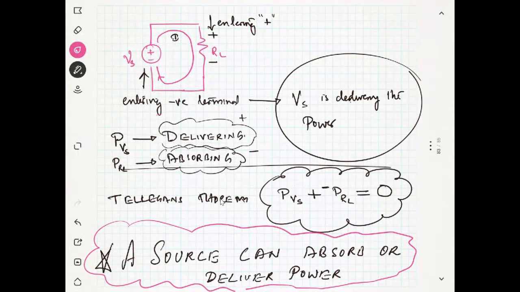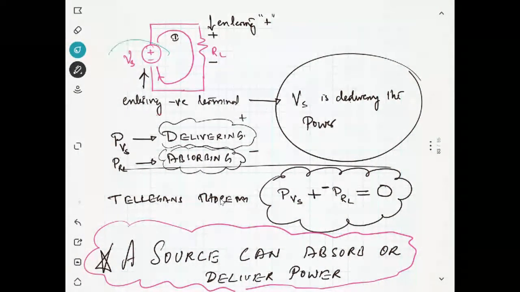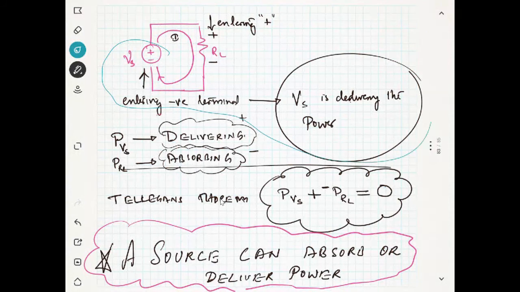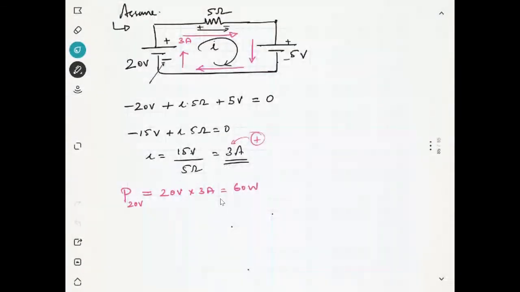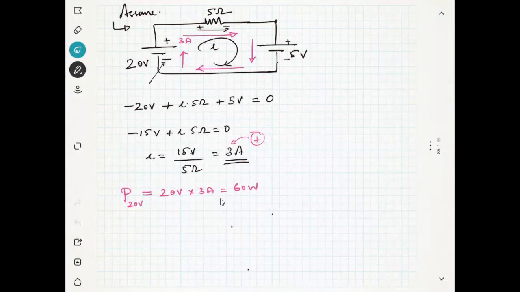I told you this one. You remember? If the current is entering the negative terminal, the source is delivering the power. It's clear? Or I can say in another way, the current is going away from the positive terminal. If the current is going away from the positive, or the current is entering the negative terminal, both are correct. So this guy is delivering the power. So the 20-volt battery is delivering the power.